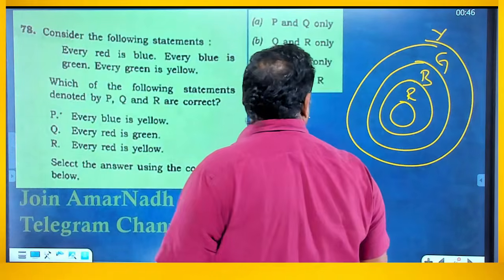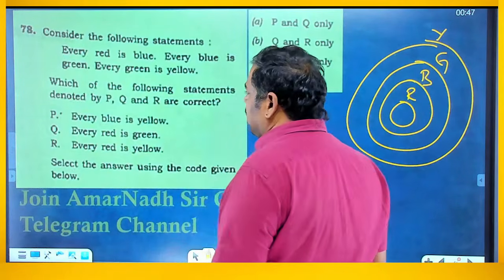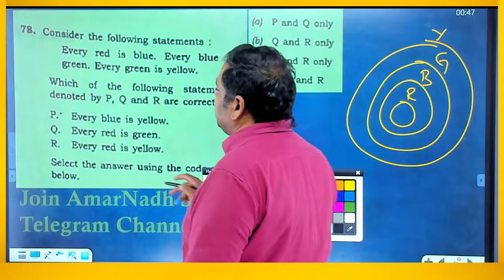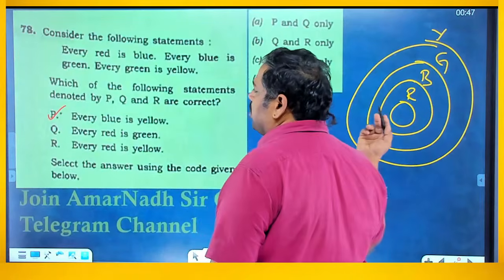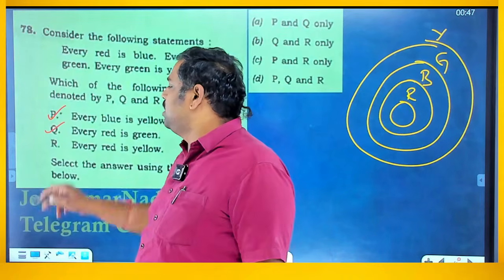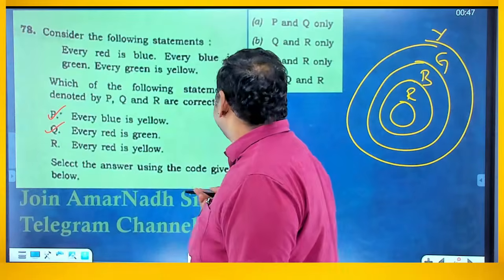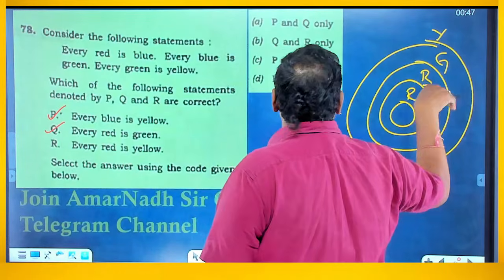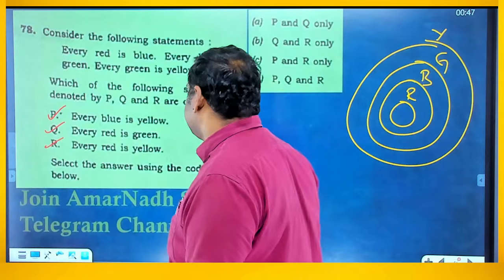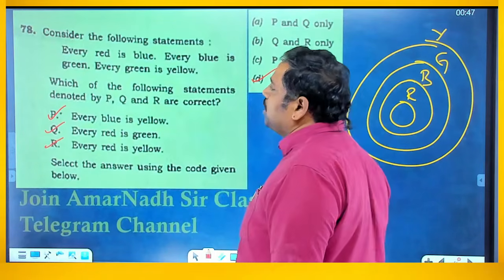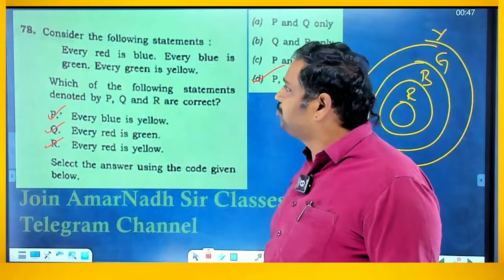Every blue is yellow. Absolutely correct. Definite positive. From the basic, you have to conclude. Yes, every red is green. Okay, from the basic only you have to give because it is a definite positive conclusion. Every red is yellow. Yes, every red is yellow. The basic diagram is happening and it's a definite positive. So select the answer using the given code. So all are correct. So P, Q, R, all are correct.